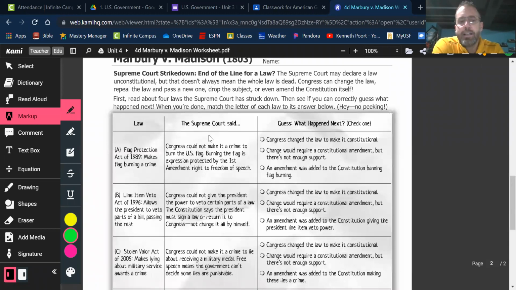So in 1989, Congress made a law. The president was willing to sign it into law, saying that if you get caught burning a flag, it's a criminal offense now. So you could serve jail time or be fined. So that law goes to the Supreme Court. A lot of people think this is the law still today, but it's not, because the Supreme Court ruled that Congress could not make it a crime to burn the U.S. flag. Burning the flag is an expression protected by the First Amendment right to freedom of speech.